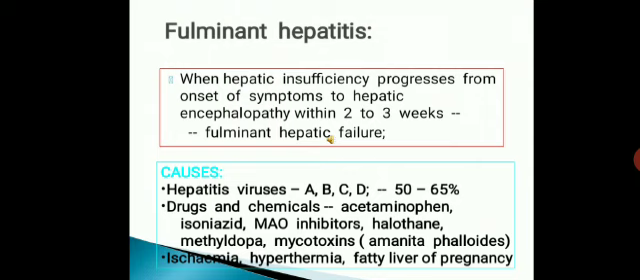This fulminant hepatitis can be due to hepatitis virus such as A, B, C, and D. With A virus only 0.1% go to fulminant hepatitis. In others, 50 to 65% can go into fulminant hepatitis. Drugs and chemicals can also cause fulminant hepatitis, such as acetaminophen, isoniazid, MAO inhibitors, halothane, methyldopa, mycotoxin. Other causes can be ischemia, hyperthermia, fatty liver of pregnancy. All these can also result in fulminant hepatitis.